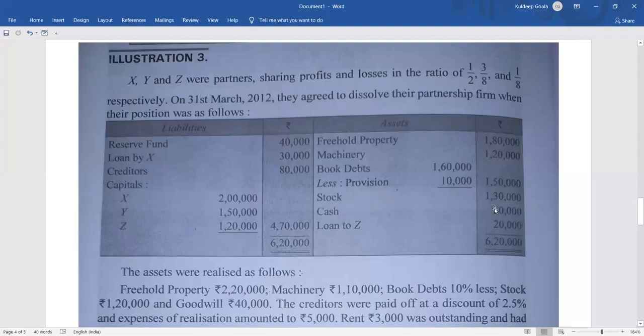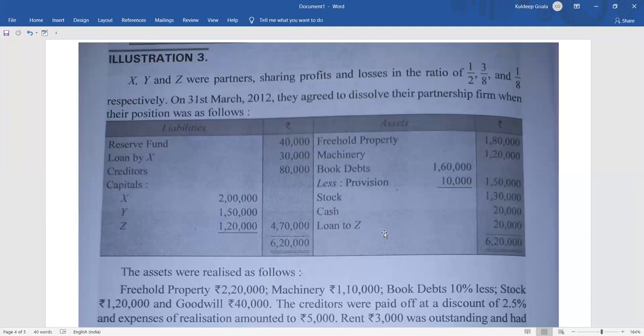Then comes the stock of 1,30,000. Cash is there, 20,000, and loan to X. See, loan to X is there. Loan to X means what? It is a loan that X has taken from the firm. This is a very nice question because both the situations are there. So X has taken, Z has taken from the firm.